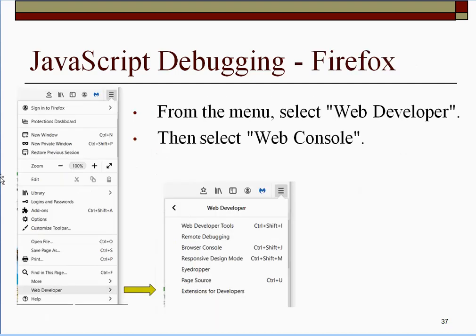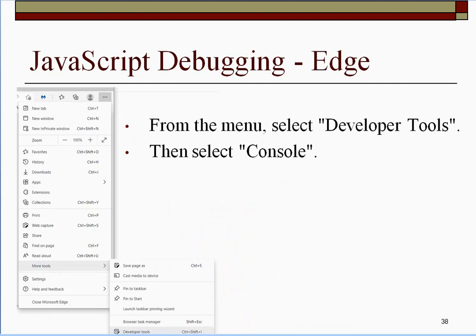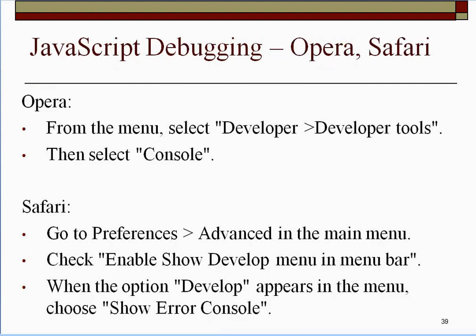In Firefox, again, you go to the menu and then you select Developer, and once this comes up, you can click on the Web Console. On Edge, again, you go to the menu. More Tools will bring up this sub-menu, and then you click on Developer Tools. Then you can select Console. In Safari or Opera, starting with Opera, from the menu, you can select Developer and Developer Tools, then select the console.